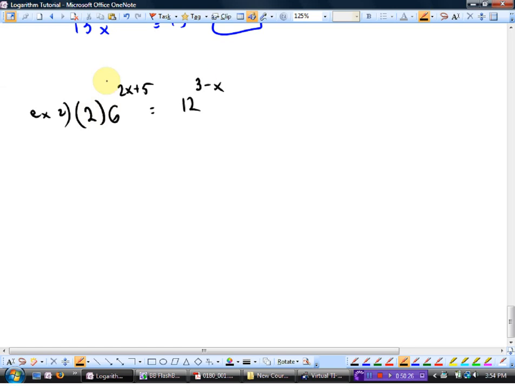I think here is the question that we're going to do together. I'm just going to put a simple X there. This is the one we're going to do. Can I write this as 12 to something equals 12 to something? No. You know what I need to do?